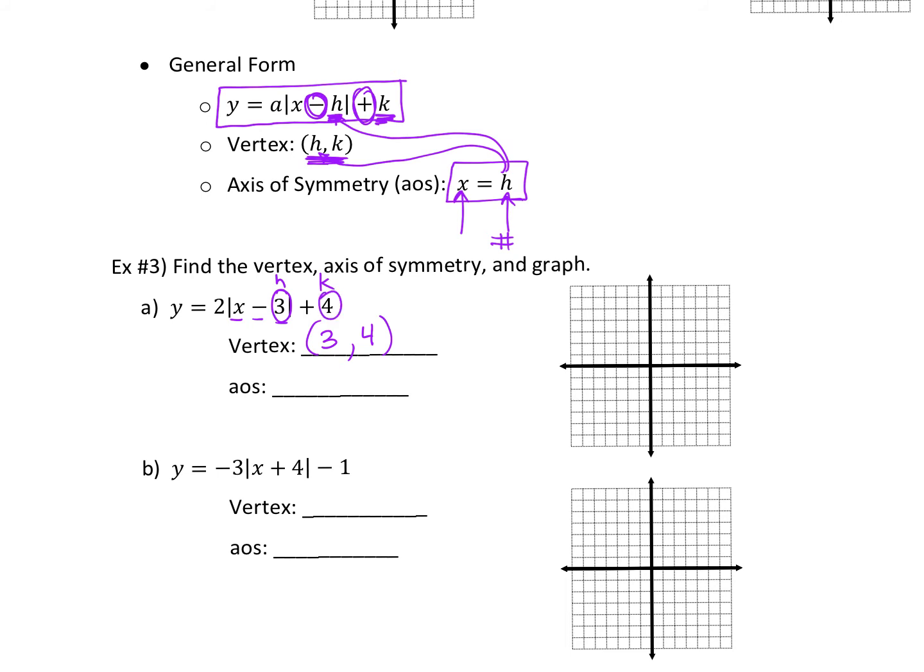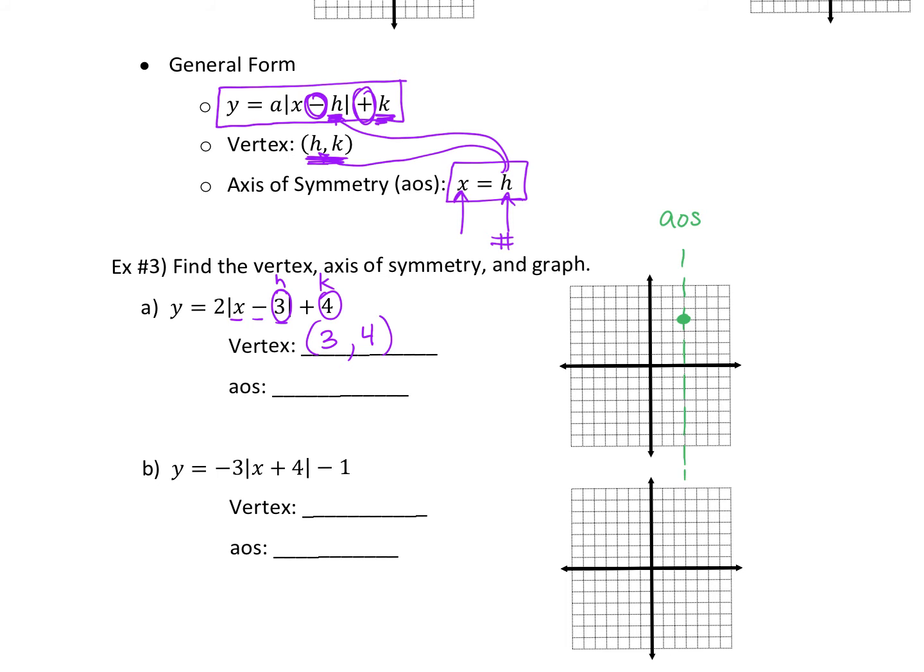So if my vertex is 3, 4, you can go ahead and plot that. 1, 2, 3, 1, 2, 3, 4. Okay, there's my vertex. Now think about this. If you can't remember the axis of symmetry, but you do know the vertex, you can very easily find the axis of symmetry, right? The axis of symmetry will always fall on your vertex. So without even thinking about numbers right now, I should know that my axis of symmetry is right here. Haven't even graphed it, but I should know where my axis of symmetry is. This is my AOS.